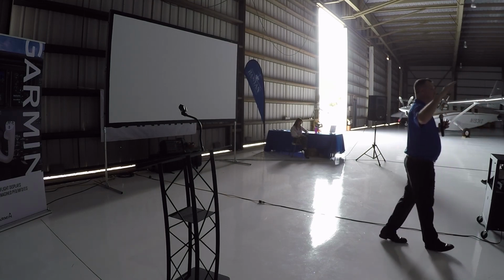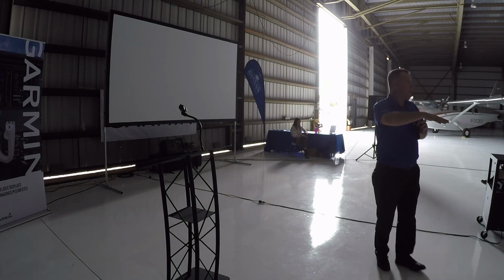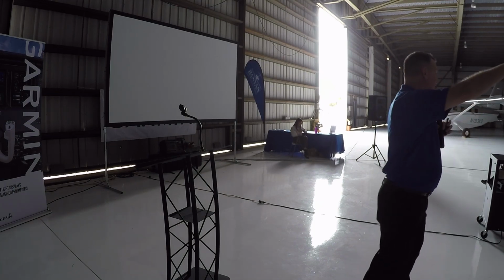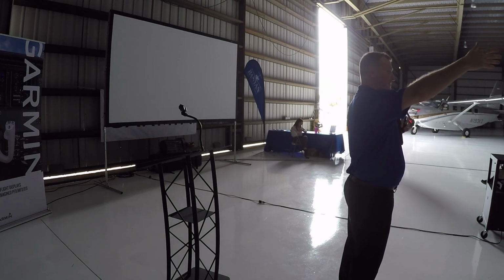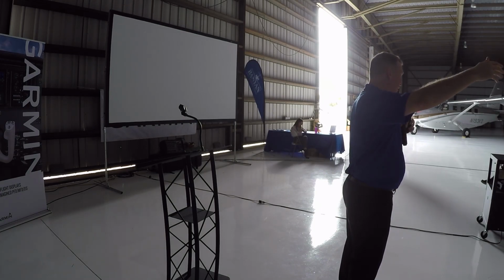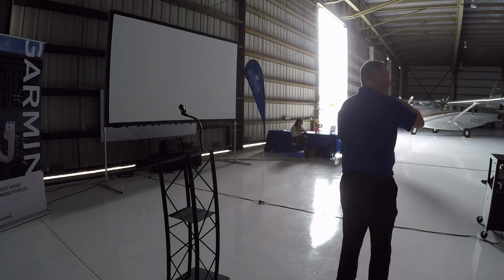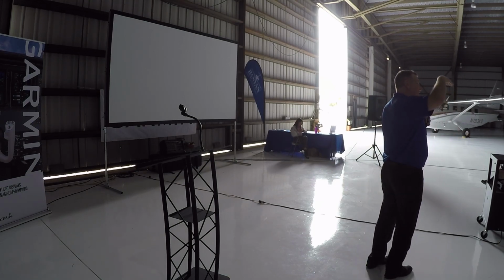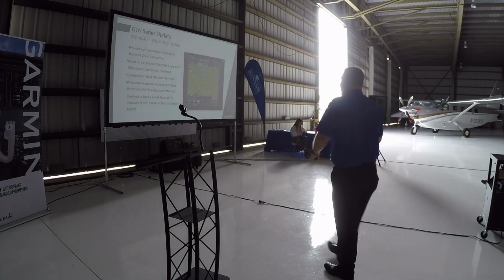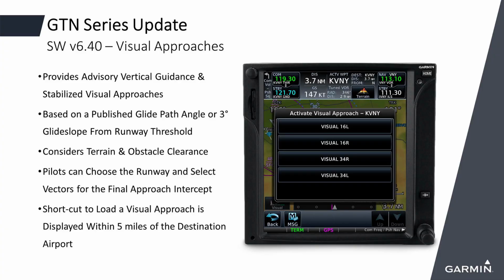Now imagine you're flying into one of those runways at night, and the wind shifts around to one of the runways that you didn't have an ILS or an LPV approach to. Well, now you can fly a stabilized approach down to that runway. Okay, that's what they look like.